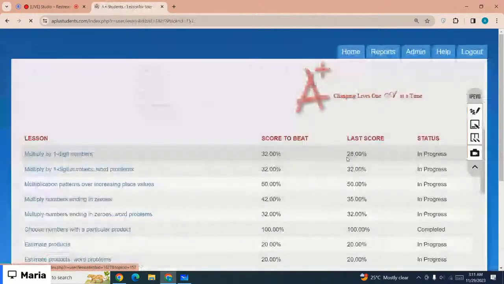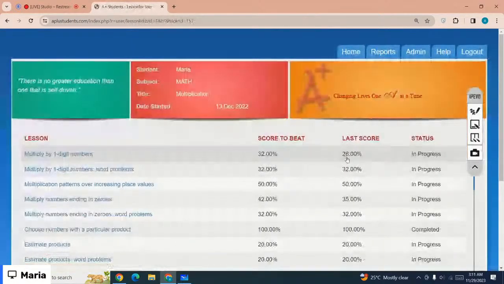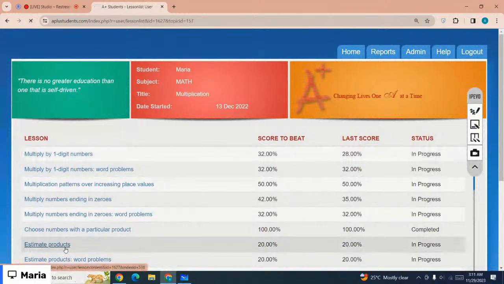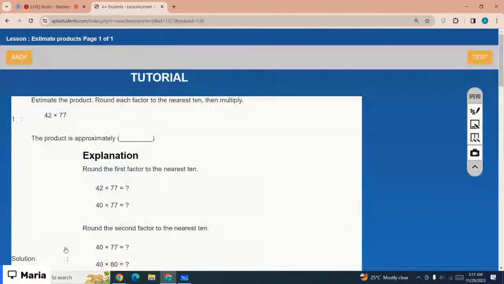Okay, the next lesson is estimate products, right? So basically, we are going to round off the numbers. In the question you are given: estimate the product, round each factor to the nearest 10 and then multiply, right? The numbers you are given are 42 times 77. So you need to round them both to the nearest 10.